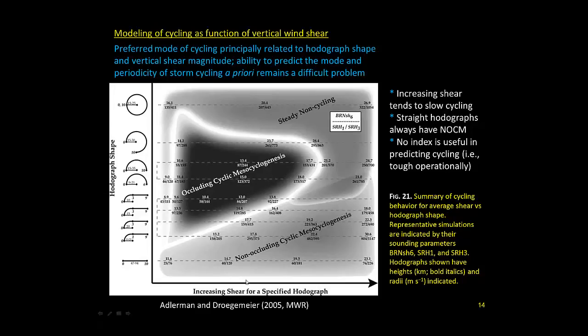Now the next thing we're going to do is start here roughly in the middle and move upwards. So we're at a, let's say, moderate, somewhat strong shear category. As you start out with the unidirectional hodograph, you have non-occluding cyclic mesocyclogenesis. As you get into the quarter to half circle hodographs, now we're looking at occluding cyclic mesocyclogenesis. And then finally, once you get up to the half circle, according to the modeling results, they have steady non-cycling storms.